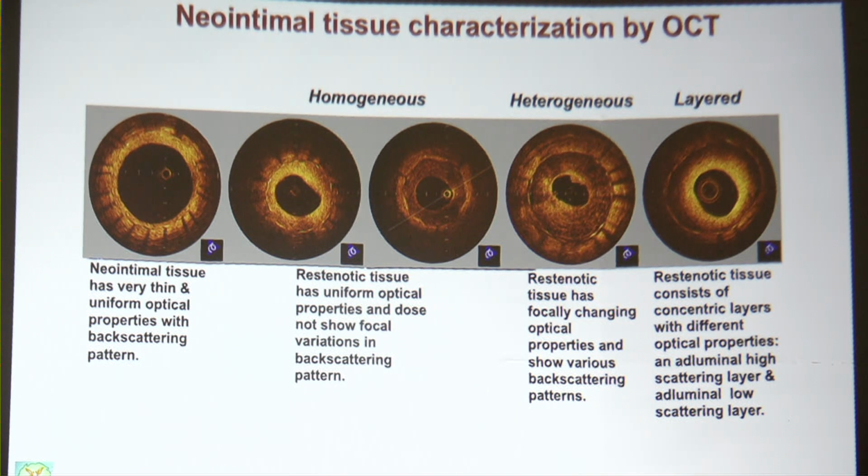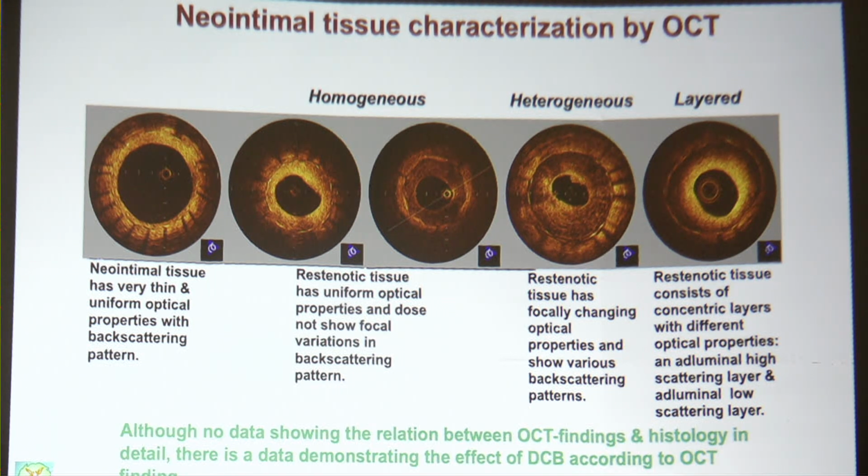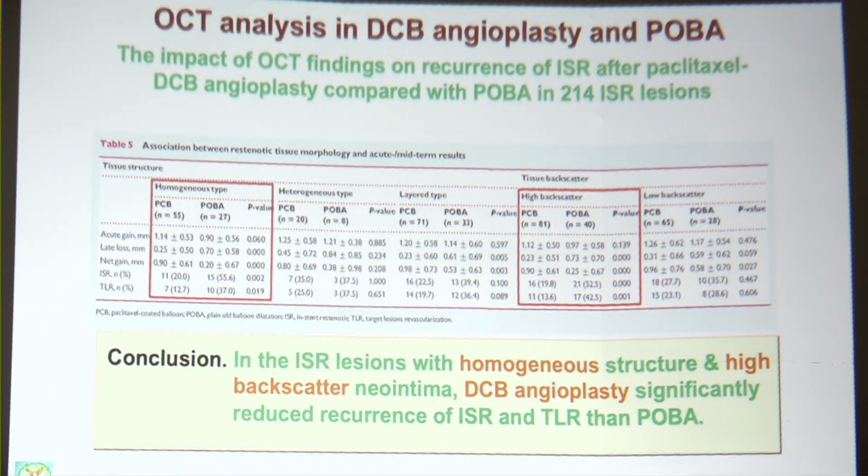The homogeneous pattern has 2 types, with a high backscatter and without a backscatter, right? And this is a proteoglycan-rich tissue. It's quite soft. With just ballooning, this tissue will disappear. Then there is the layered type, which is an organization of the thrombus. There is a clear comparison between this type of OCT and histology, but anyway, this is a little bit of a busy slide. Based on this slide, I would like to say that for homogeneous high-backscatter neointima, the drug-coated balloon is very effective.